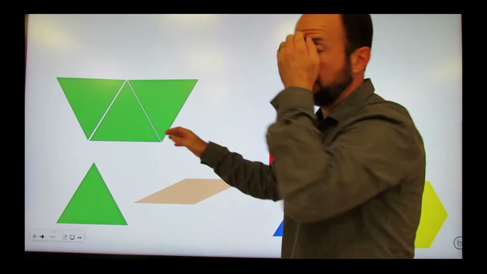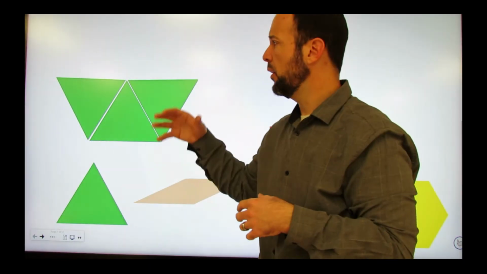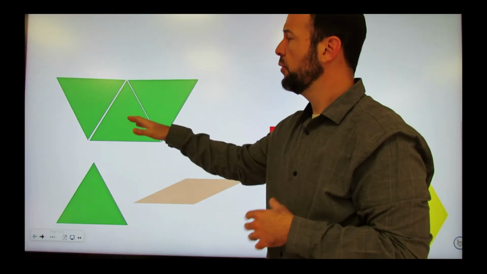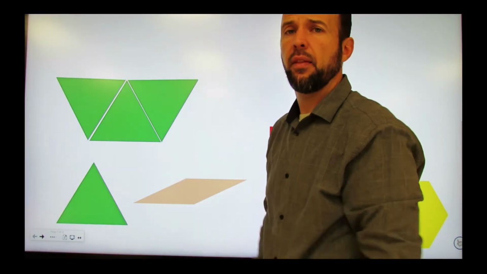So if you have these shapes at home and you want to try it as well, or in your class or wherever you're at, I'm going to keep going here, and then we'll compare what we have at the end, okay? So just give me 1 second.